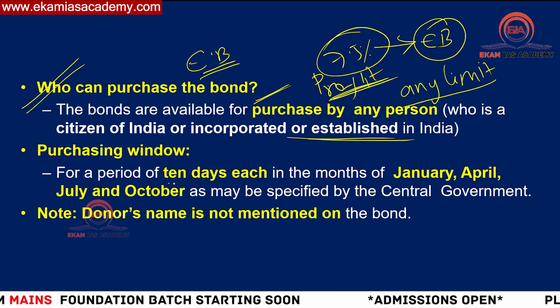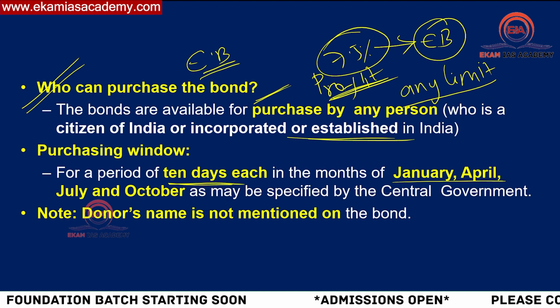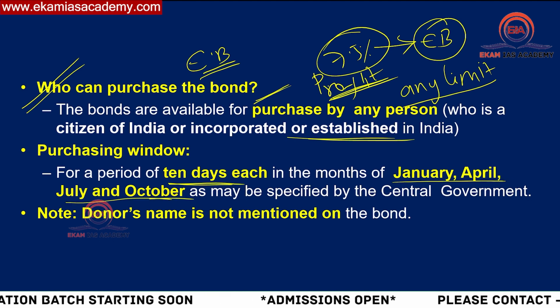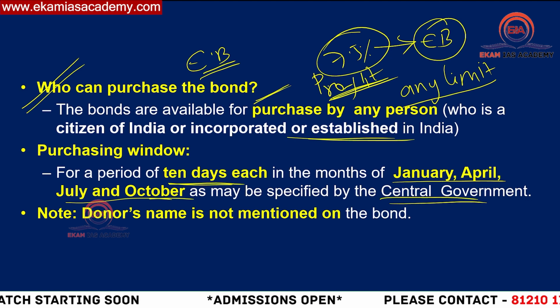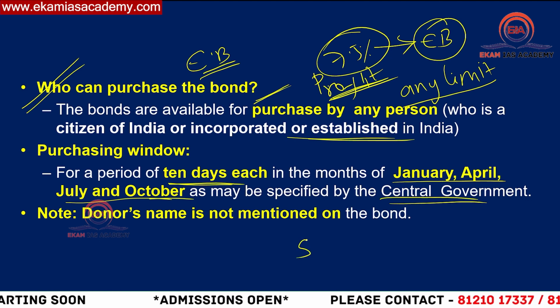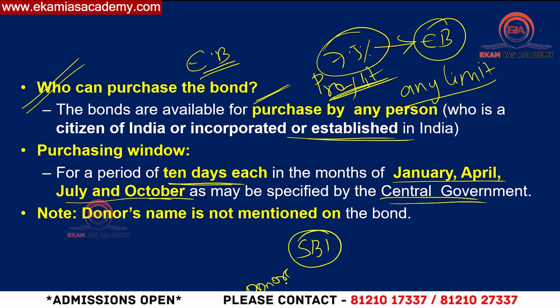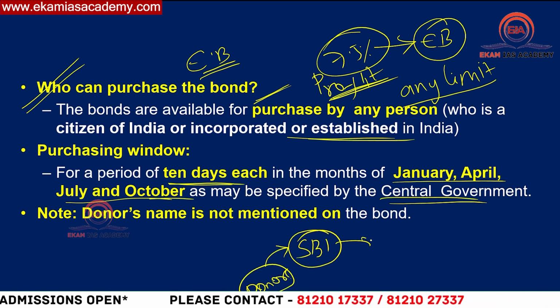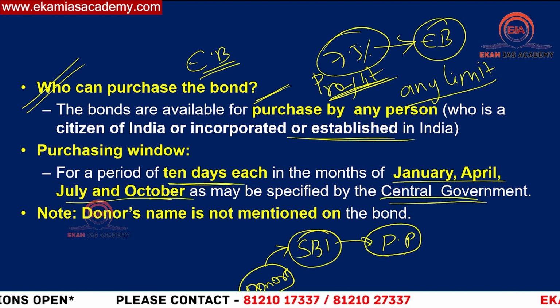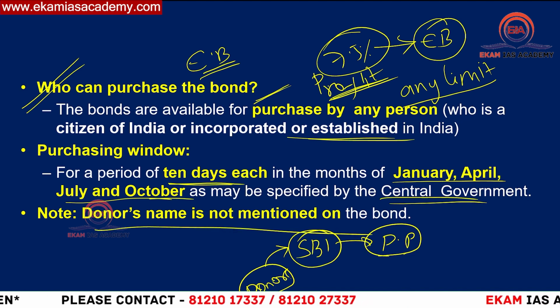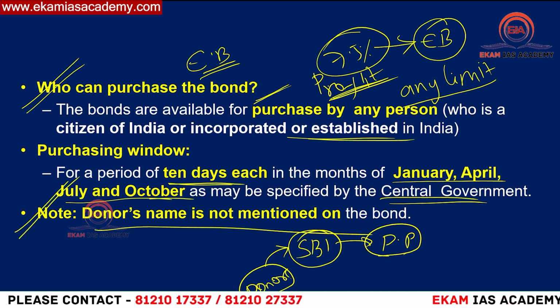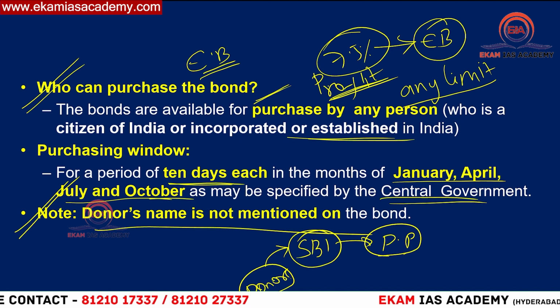Then, purchasing the bond: for 10 days each within the months of January, April, July and October, as specified by the central government, these bonds will be issued by SBI. The donors can buy from SBI, and these can be encashed by the political party subsequently. In this way political funding works. The donor's name is not mentioned. That is the most important provision, and it led to the scrapping of electoral bonds.